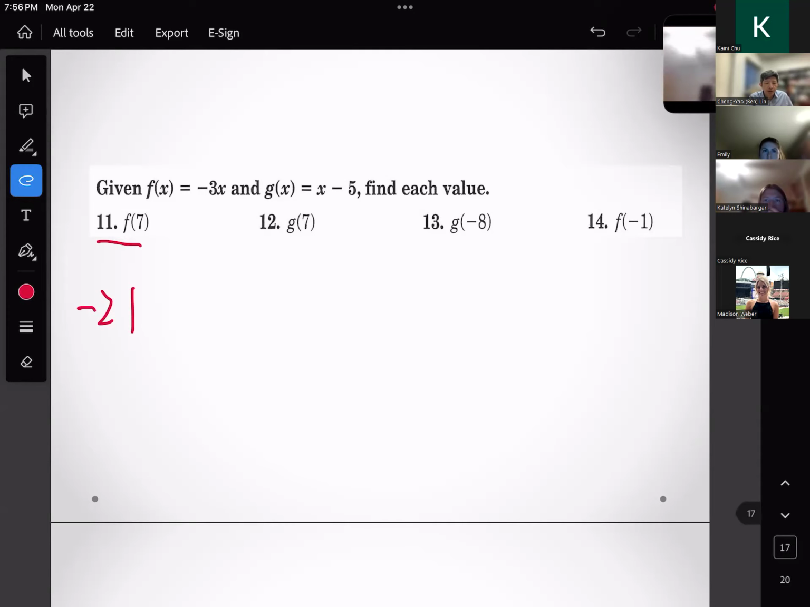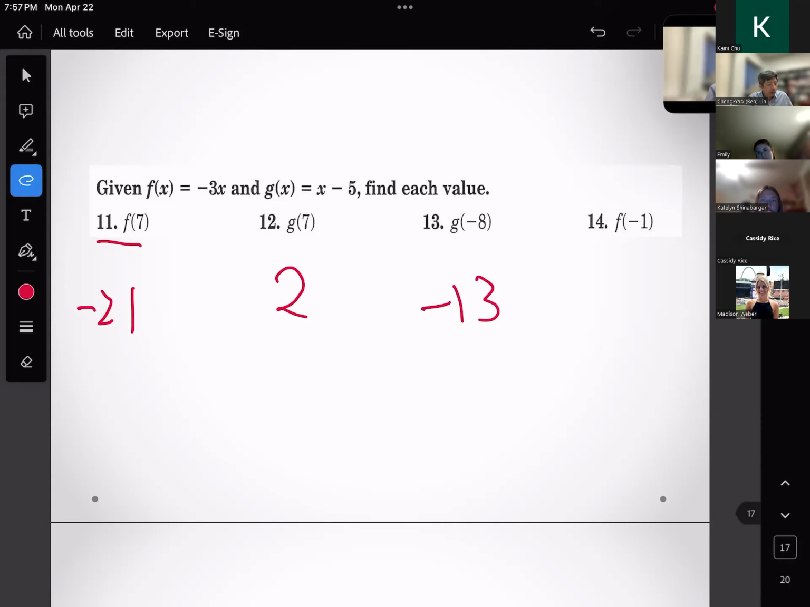Yes. Down the 7 there, the function machine output is negative 21. Now G machine, okay, I will say G machine. You put a 7 there, you got a 2 there, right? The next one is a G machine. You put in a -8 there, you get a -13.